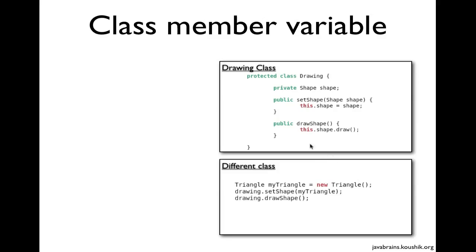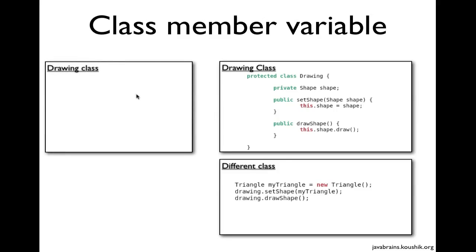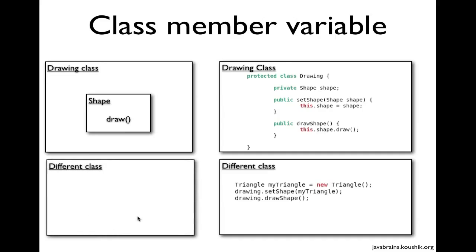Okay, so now the advantage here is that in our drawing class, instead of having an instance of a specific shape such as a triangle or a circle, it has an instance of the parent shape object. So this can be anything. Now I will have a different class which has a triangle, and this class is going to pass the triangle to the drawing class, and then the drawing class is going to have a triangle. If this class passes a circle to the drawing class, it is going to have a circle.